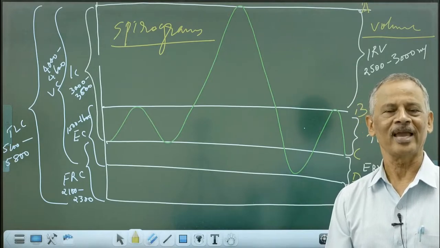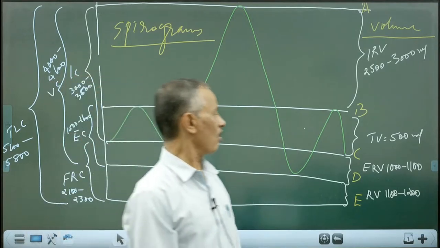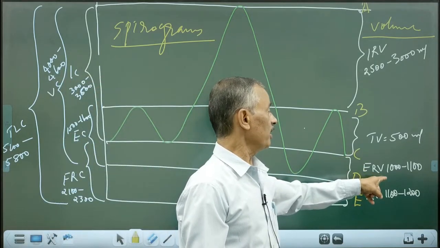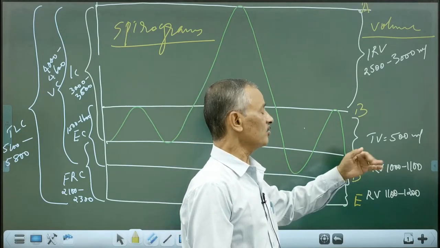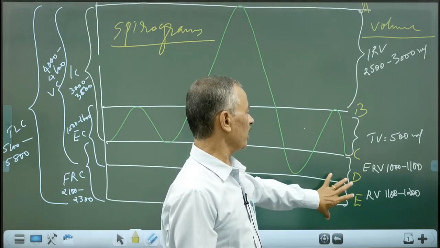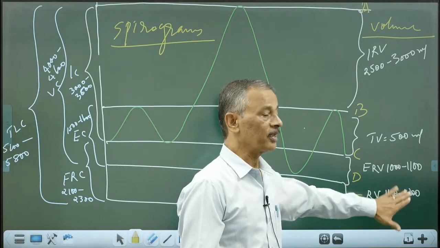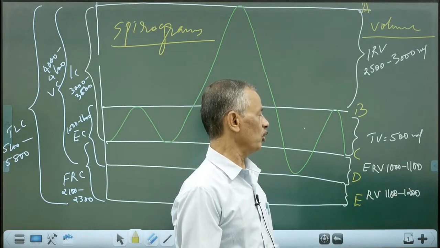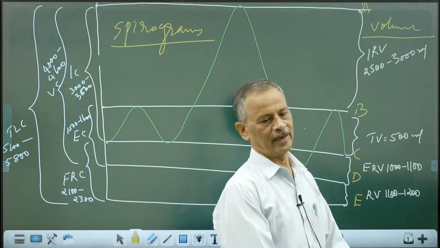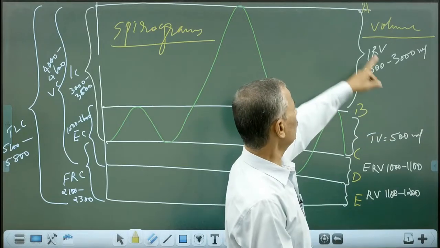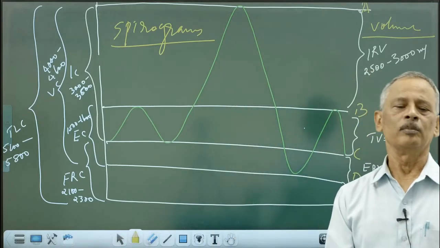All of you can do it. That additional volume of air we can send out is called the expiratory reserve volume. Even after sending that expiratory reserve volume, there is some amount of air remaining in the lung. That air nobody can send out. It is called residual volume. Residual volume is 1100 to 1200 ml. So only these volumes will be obtained directly from a spirometer.